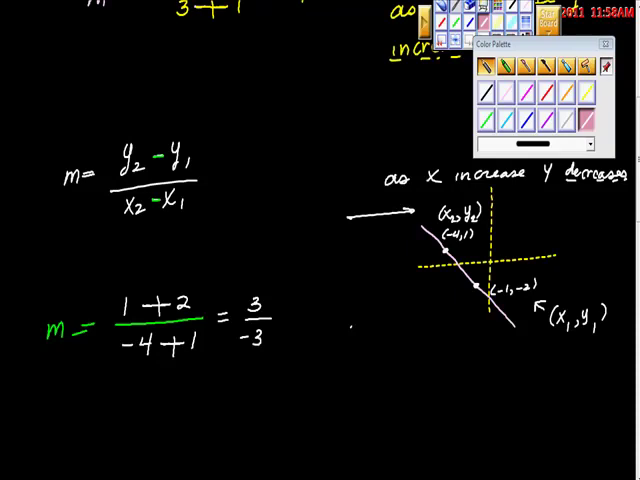If you remember the last time, we had negative 3 over 3. Now we have 3 over negative 3. Still, the answer is negative 1, isn't it? So order does not matter as long as you're consistent.